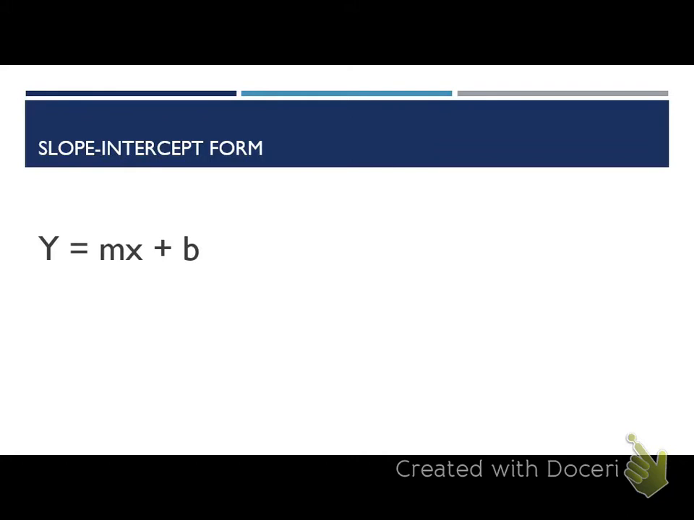So somewhere in the top, you're going to write slope-intercept form, and then you're going to write y equals mx plus b. It really doesn't matter where you want to write it, but slope-intercept form is y equals mx plus b. Essentially, if you ask anybody who graduates high school what formula they remember, most of the time they will say y equals mx plus b.